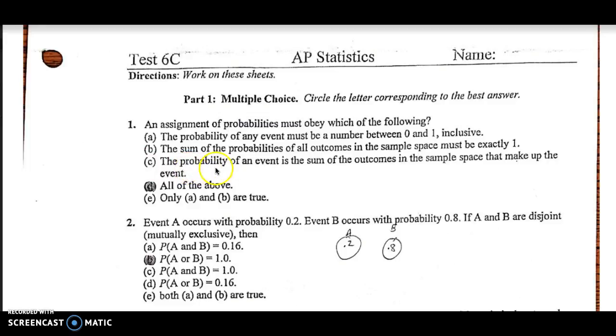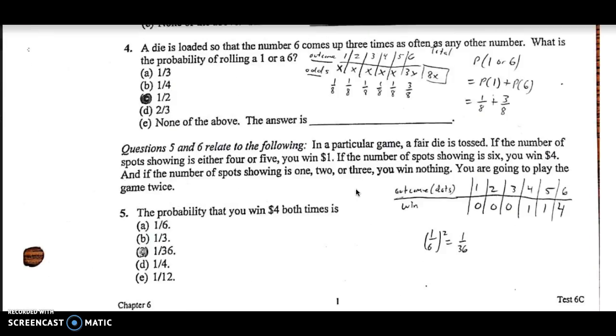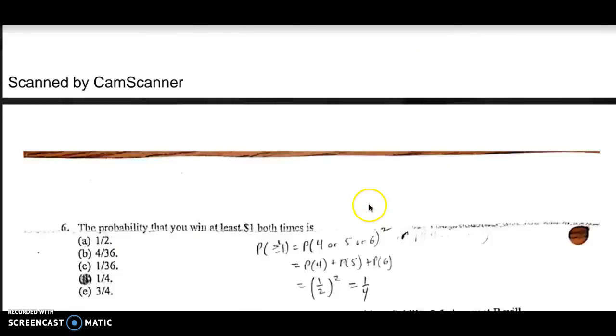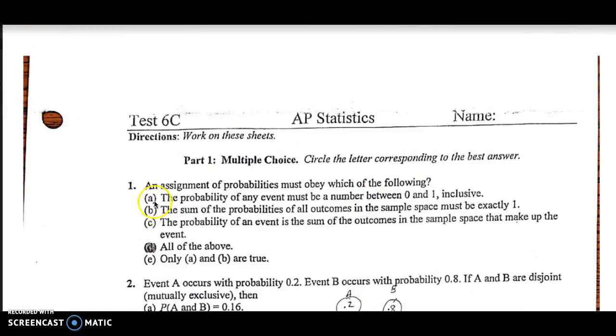If we look at C, it says the probability of an event is the sum of the outcomes in the sample space that make up the event. If you just imagine a Venn diagram with multiple overlapping pieces, for example, I'll go down to question 7. The way I've drawn this circle, if this has 0.4 in A and 0.1 in this section, which is also in A, then the total probability in A is 0.5. So for number 1, A, B, and C are all true, so the answer is D, all of the above.